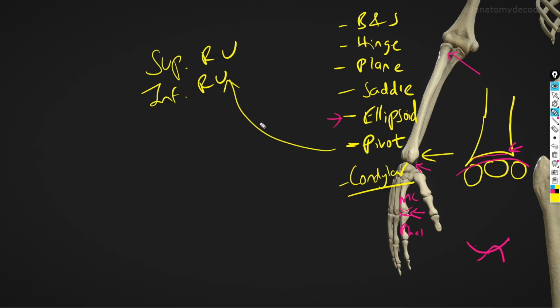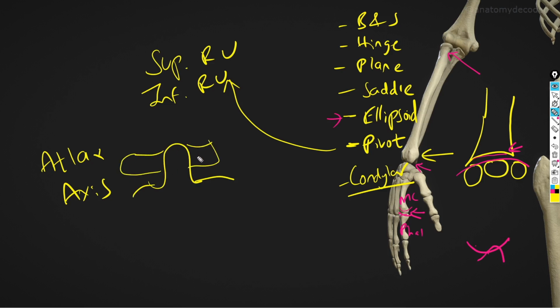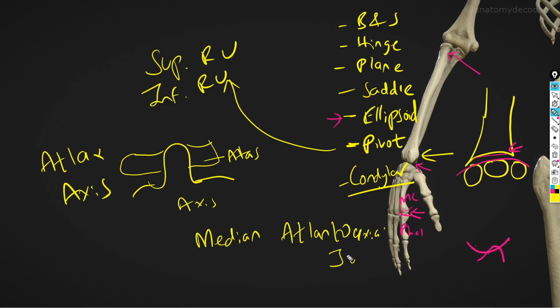And also the atlas and axis bones, cervical vertebrae. The first cervical vertebra is atlas, the second cervical vertebra is axis. The second cervical vertebra has a projection called the odontoid process that articulates with the atlas. That articulation between the axis and the atlas in the midline is called the median atlantoaxial joint. Understood the examples of pivot variety.